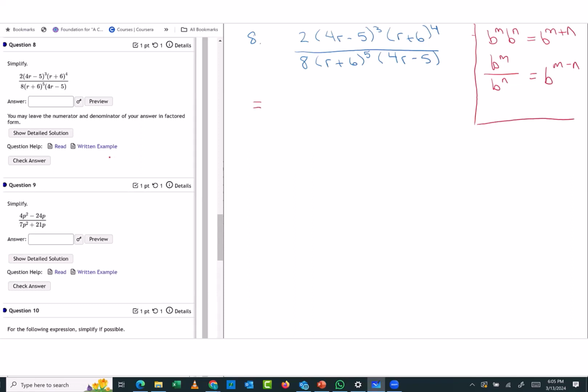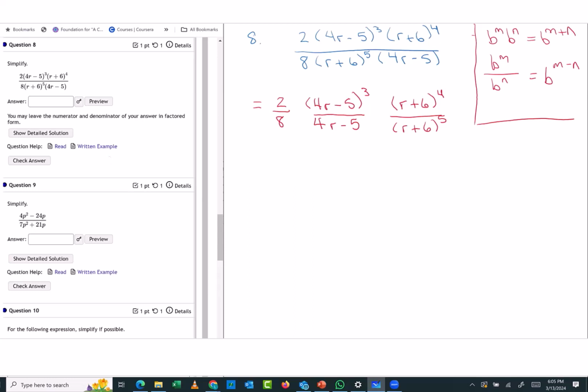I can say this is equal to, and if this helps, do it yourself. I'm going to do it this way just to show you. I'm going to take the numbers and put them in their own fraction. I'm going to take like bases and put them as their own fraction. And this is going to be r plus 6 to the fourth divided by r plus 6 to the fifth. That's true because when we multiply fractions, we just multiply across the top and then across the bottom. It wouldn't matter which order things are in.